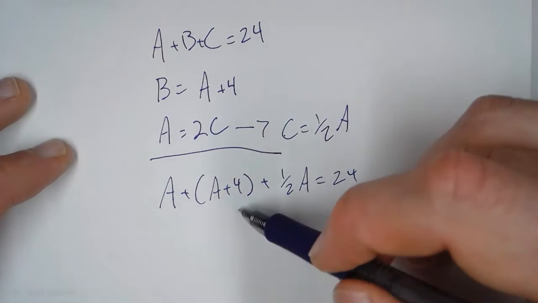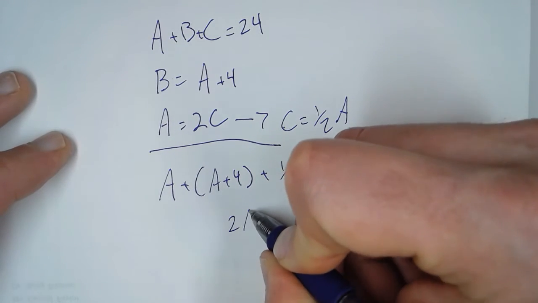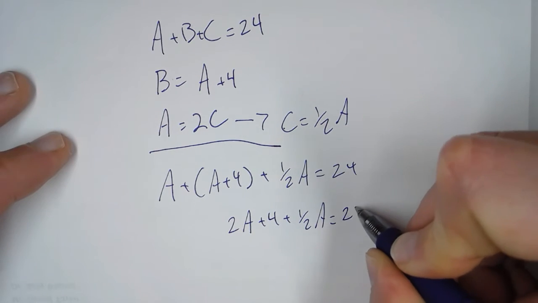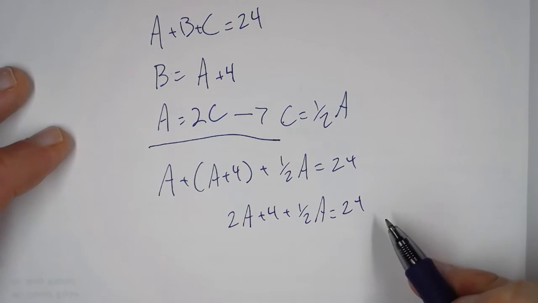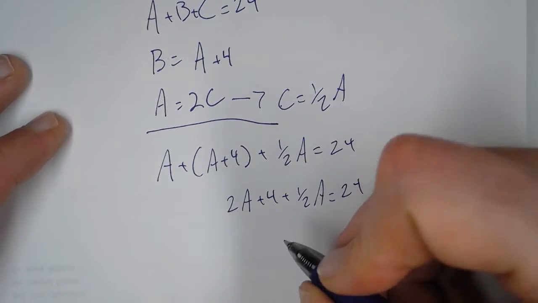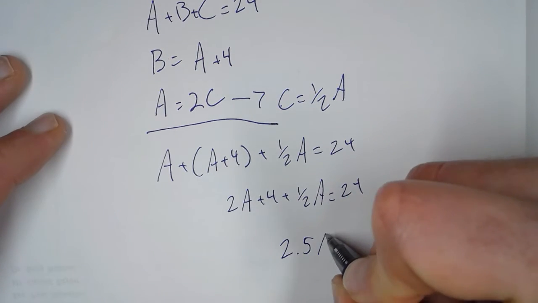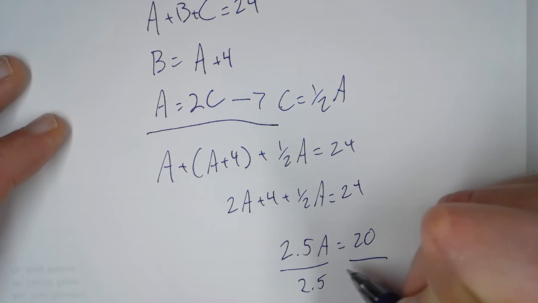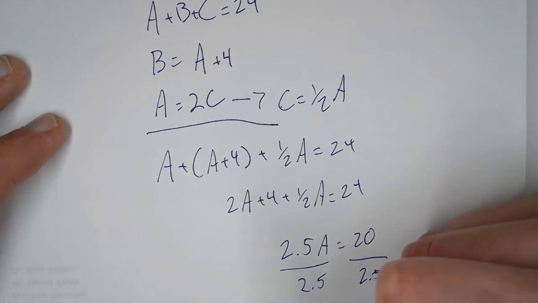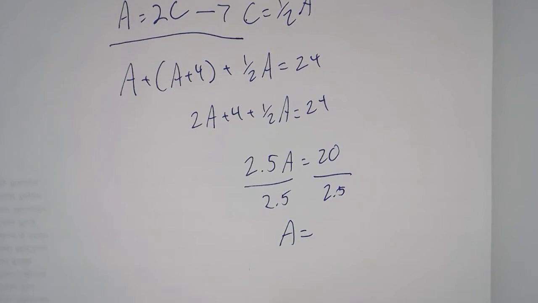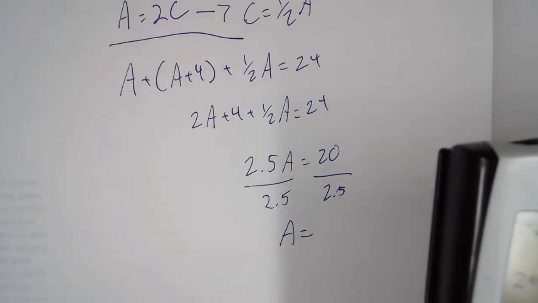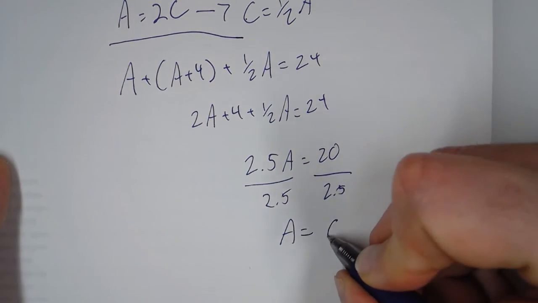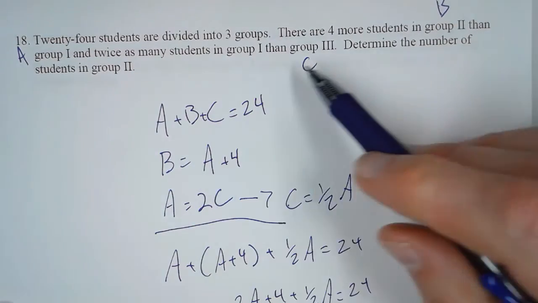We can solve this. So 2A plus 4 plus 1/2 A equals 24. If we subtract the 4 over and combine the 2 with 1/2, we get 2.5A equals 20. So then we divide both sides by 2.5, and we get A to equal, let's see, 20 divided by 2.5 is 8.